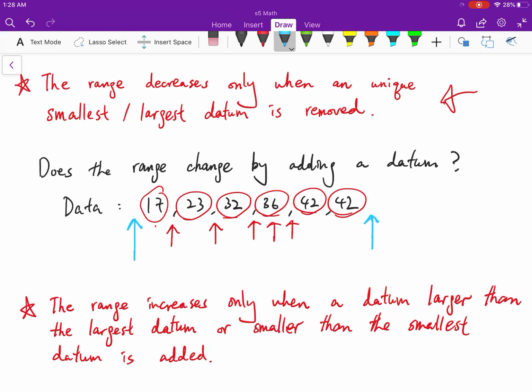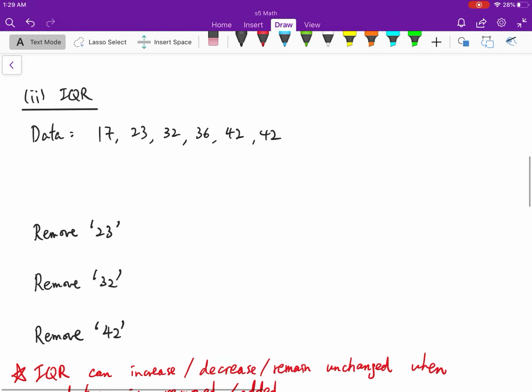So when will it be changed? If you add some value smaller than the smallest one or bigger than the largest one, then the range will change. So here we come to the second conclusion. The range increases only when a datum larger than the largest datum or smaller than the smallest datum is added. Okay, got it? So let's also highlight the previous one.